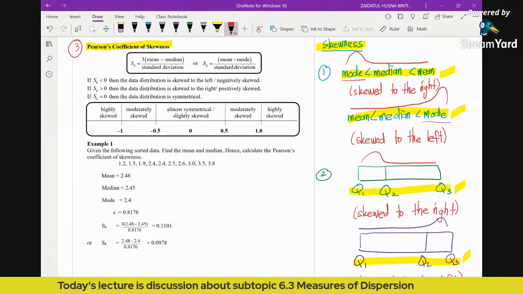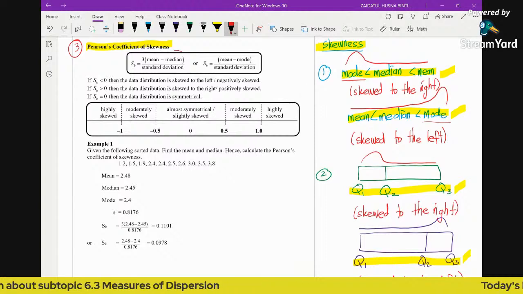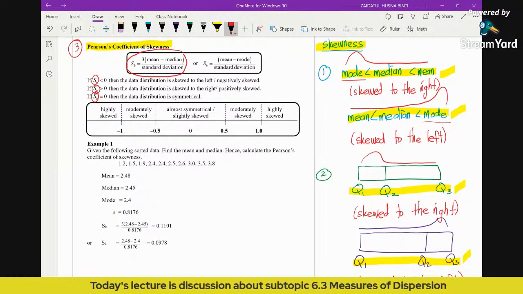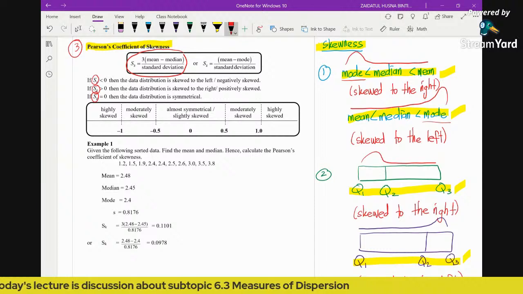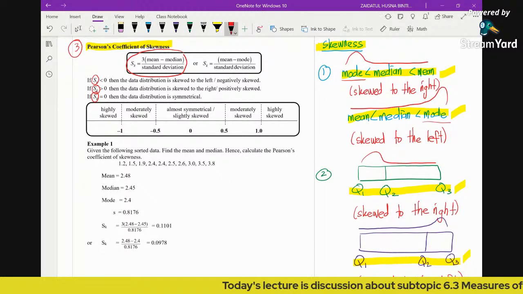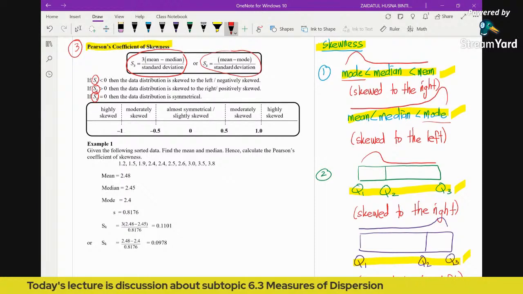This third method uses a formula, Pearson's coefficient of skewness, represented by the symbol SK. We have two formulas for it. You either use 3 multiplied by mean minus median, divided by standard deviation, or mean minus mode, divided by standard deviation. You may use either formula. You don't have to provide both; it depends on what measures you have at the moment.